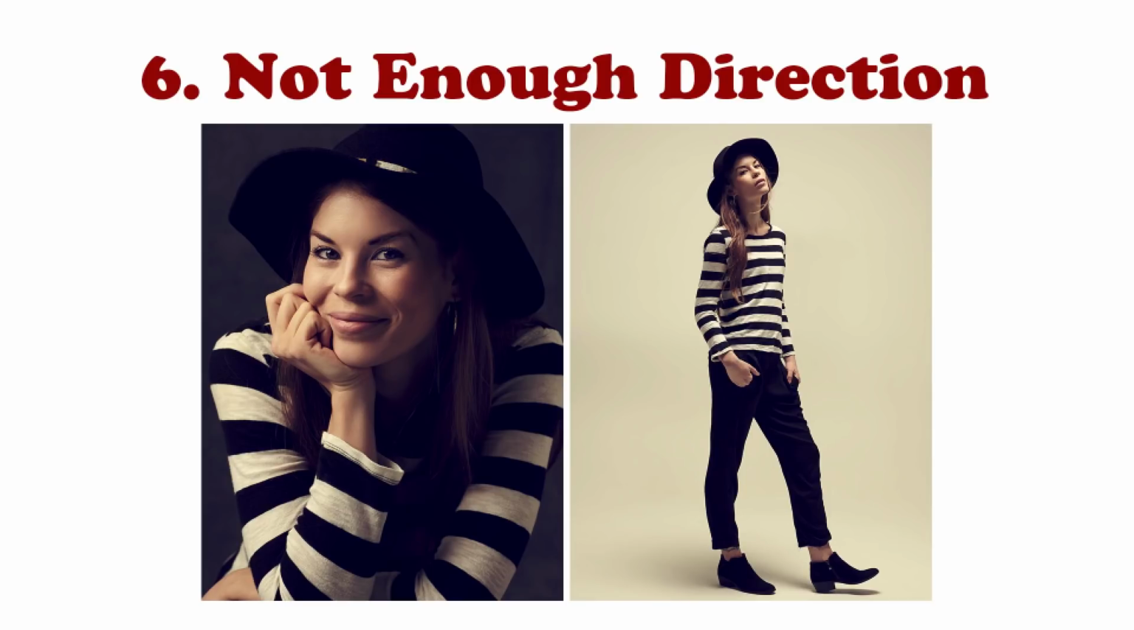Number 6 is not having enough direction to your lighting. Now what that means is the angle, the direction that you give your strobe in relationship to your subject, okay? So what you want to imagine is an imaginary circle around your subjects, okay? And as you move your light from the 12 o'clock position, left or right, around that circle, you are going to introduce more shadow.